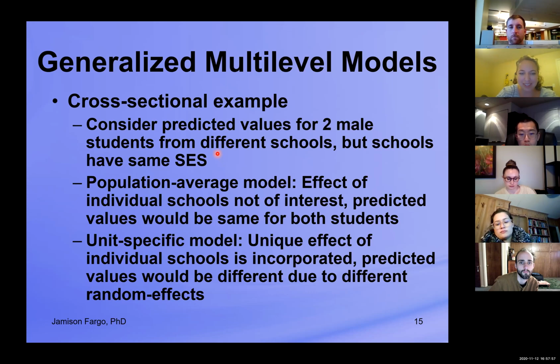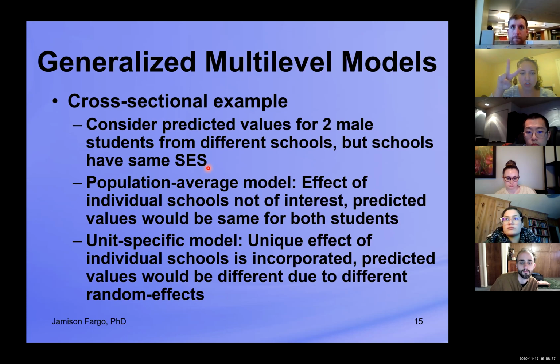Okay, example time. Let's think about a cross-sectional example. Cross-sectional is where you only have 1 observation per person, okay? So what's the lowest level? People. So here we're going to do kids, kids in different schools. What's level 1? The sample of all kids. What's level 2? The sample of all schools. So we have schools, and within each school we have kids. So consider the predicted value for 2 male students from different schools, but their schools have the same SES.